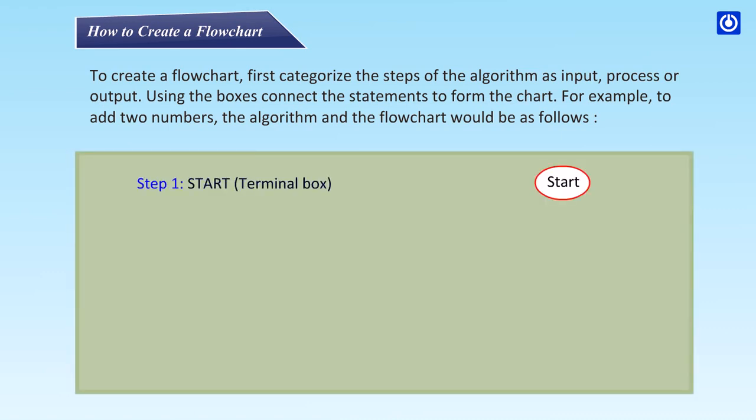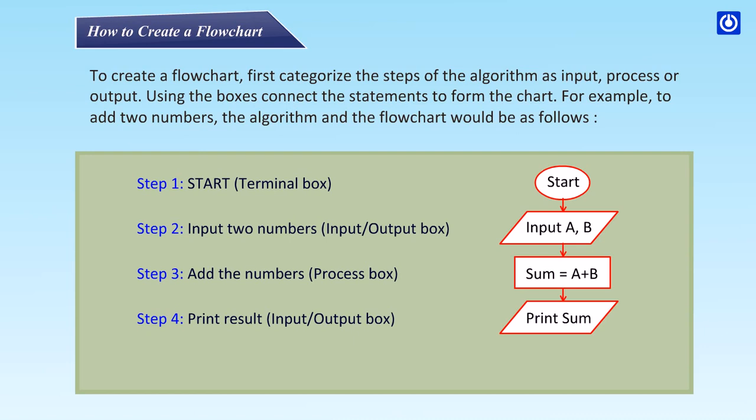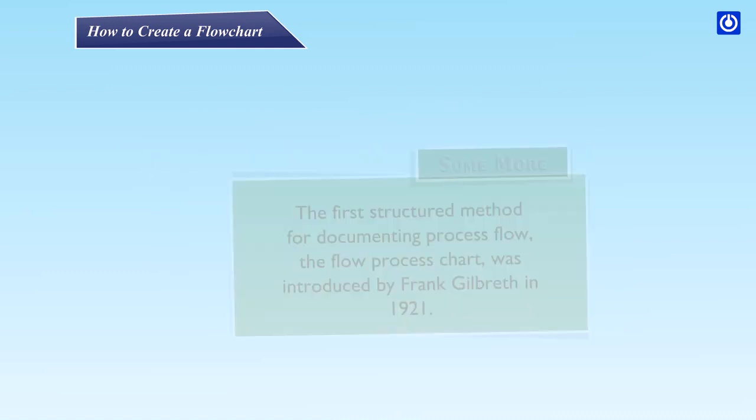Step 1. Start. Terminal box. Step 2. Input two numbers. Input-output box. Step 3. Add the numbers. Process box. Step 4. Print result. Input-output box. Step 5. Stop. Terminal box. HOTS! If a flowchart becomes complicated and you can't show it on one page, then how will you carry it to another page?